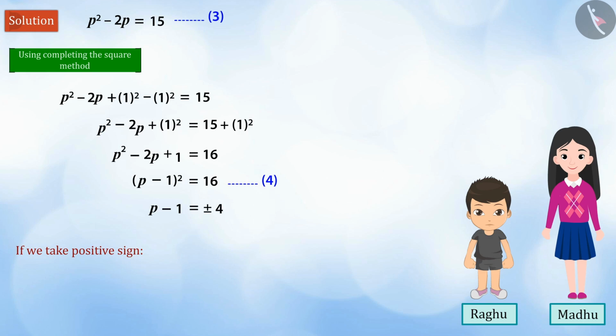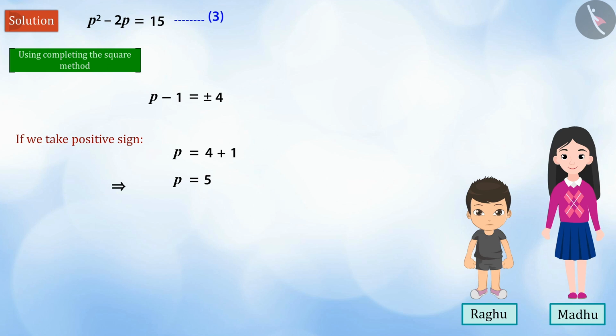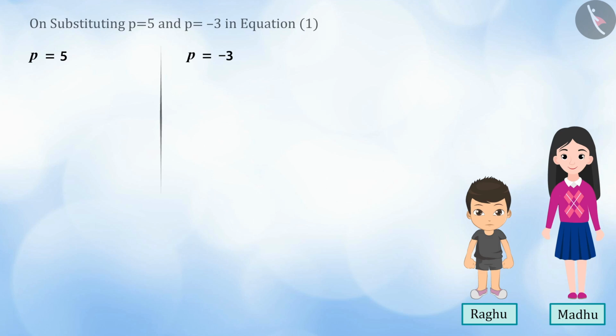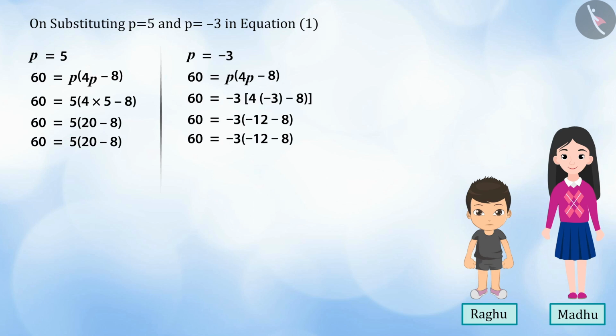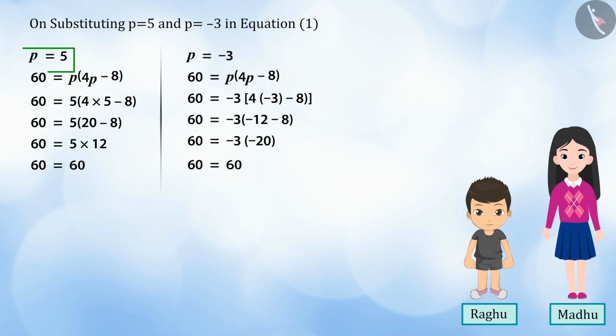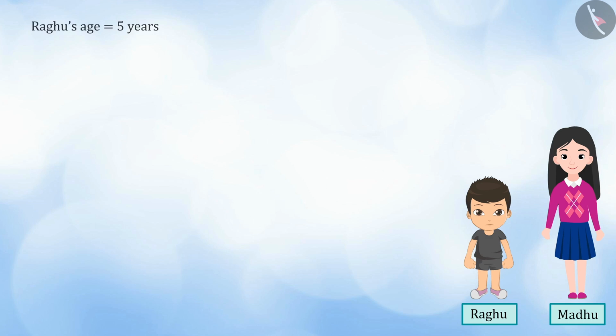Thus, if we take the positive sign, the value of p will be 5, and if we take the negative sign, the value of p will be minus 3. Therefore, both the solutions of p, that is 5 and minus 3, satisfy our equation. But if we wish to find out the age of Raghu and Madhu, age cannot be a negative integer, therefore we will take the value of p as 5.